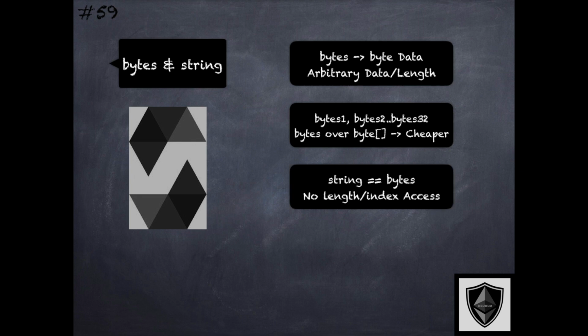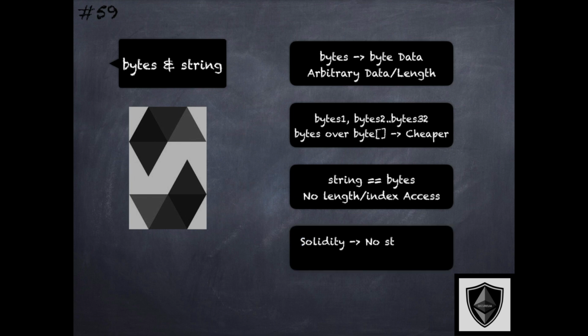And string type is equivalent to the bytes type, except that it does not allow accessing the length of the string and the index of a particular byte in that string. So it does not have those members. That is the big difference between these 2 types. And Solidity does not yet have inbuilt string manipulation functions, but there are third-party string libraries that one can use.